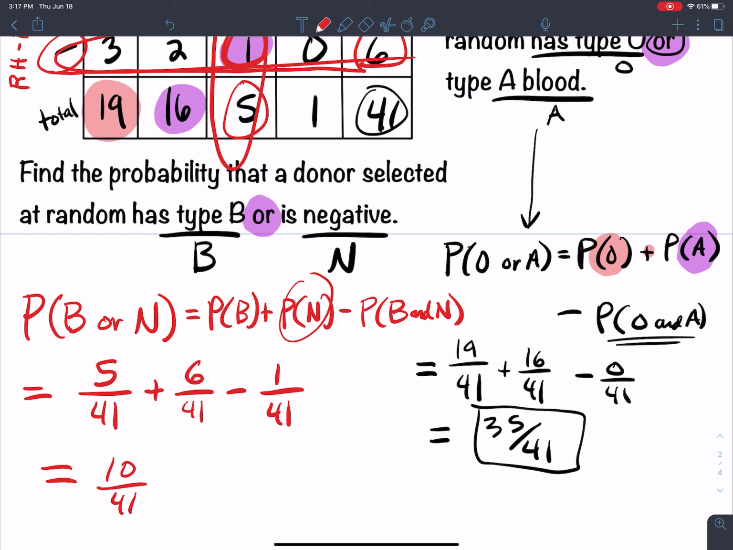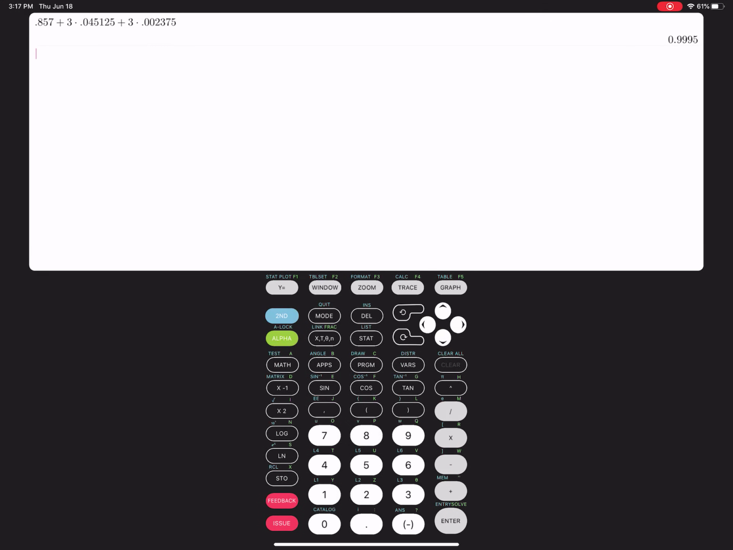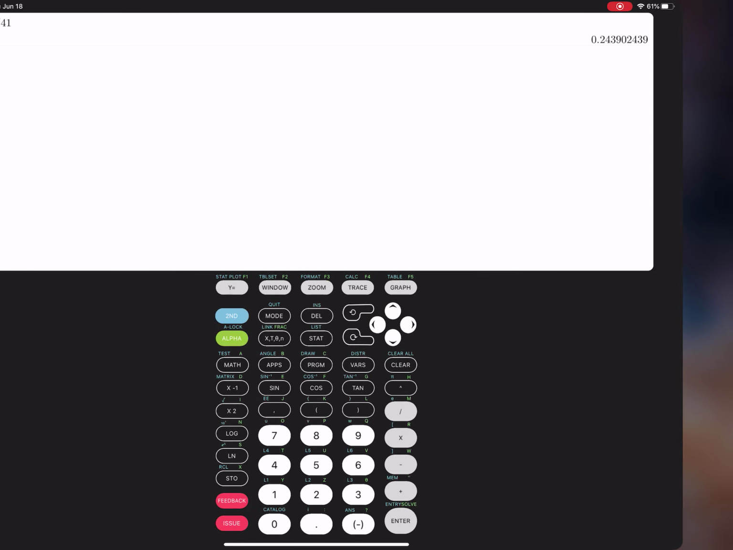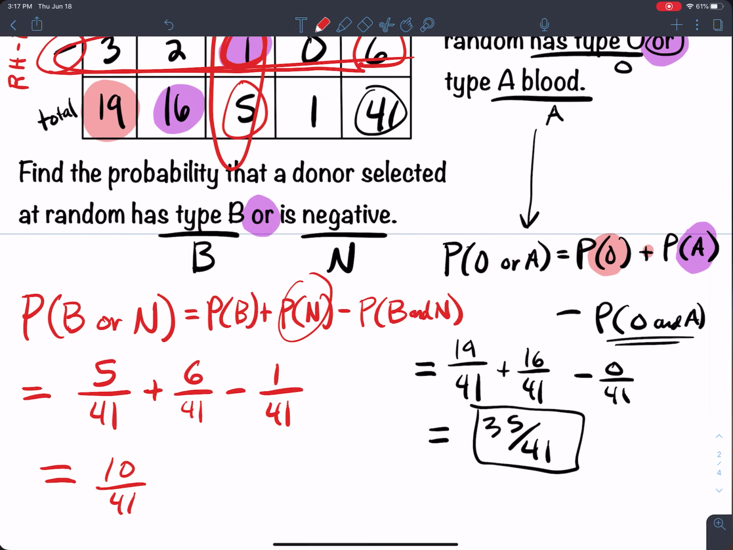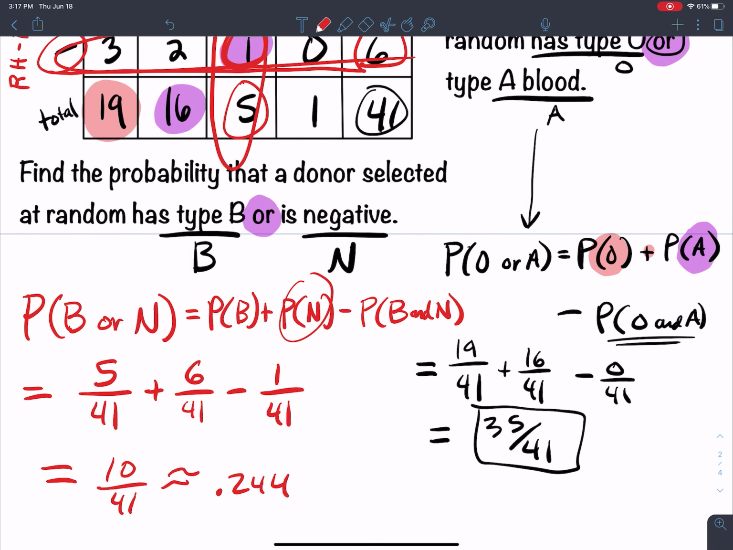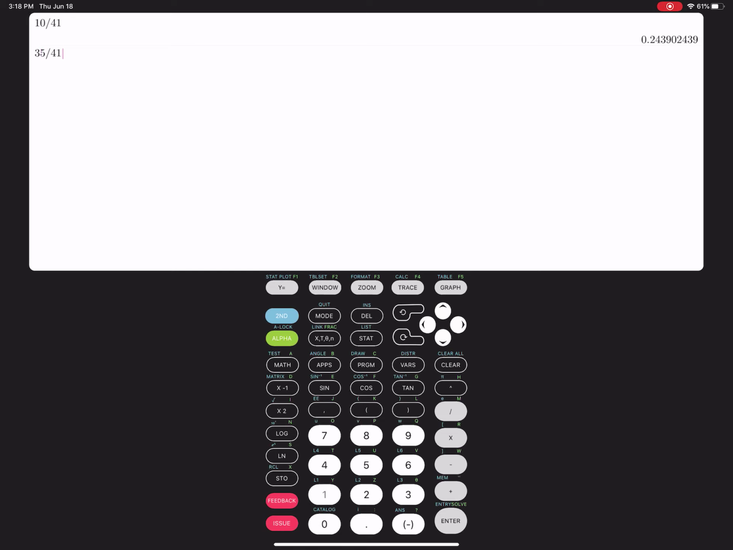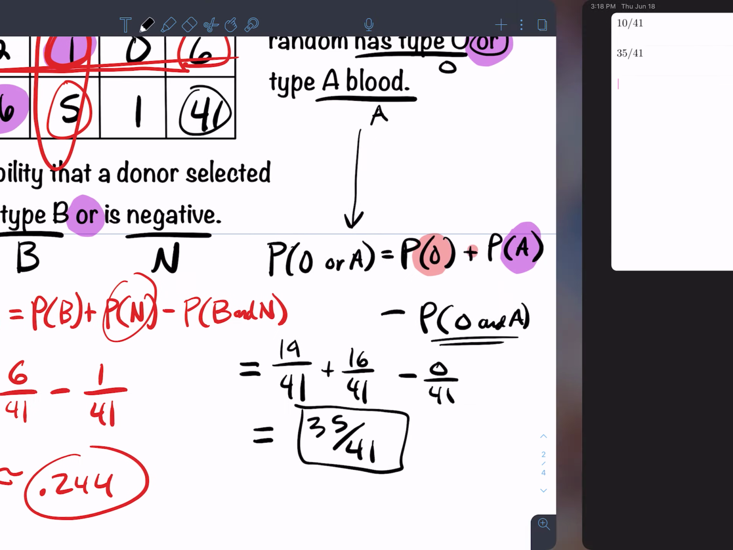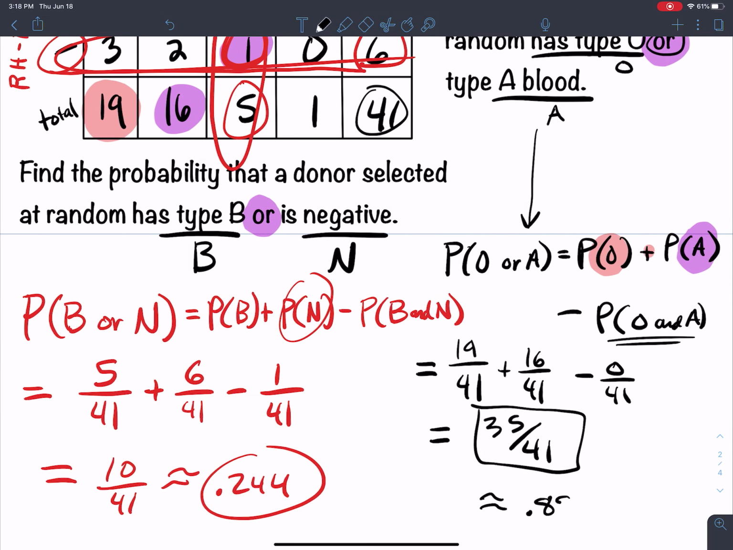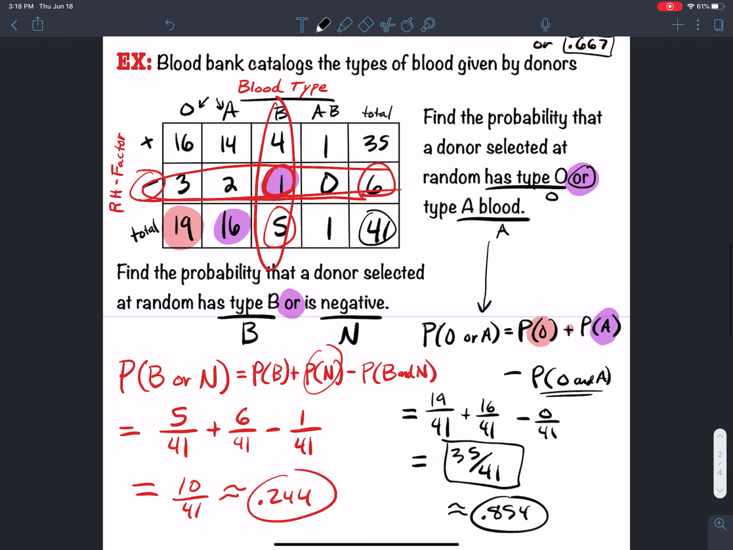So 10 out of 41, let's see. That'd be 10 divided by 41, which is like 0.244. That's what it looks like. Roughly 0.244. And then if I did a decimal over here on the 35 over 41, I get 0.854. All right, guys. So this is how you work that type of problem with your table.